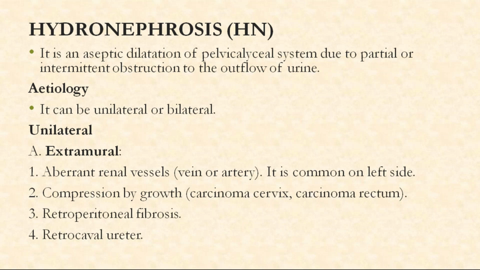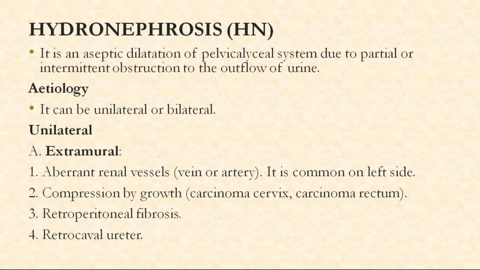What are the causes for the development of unilateral hydronephrosis? It may be extramural or mural. What are the extramural causes? One is aberrant renal vessels, either artery or vein, commonly present on the left side. An aberrant renal vessel sometimes encircles the ureter. Once the ureter is encircled, there may be some obstruction of the urinary outflow, so hydronephrosis is likely to develop. That is one of the causes.